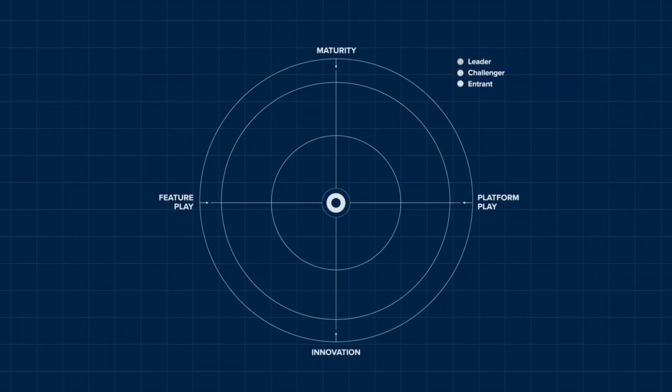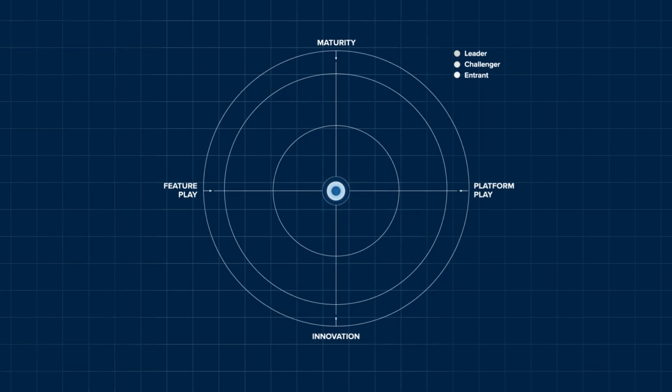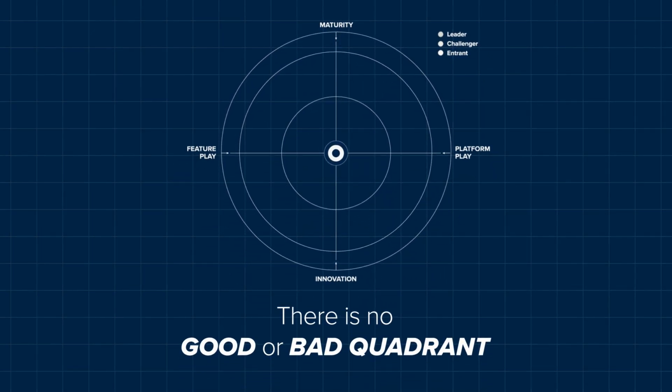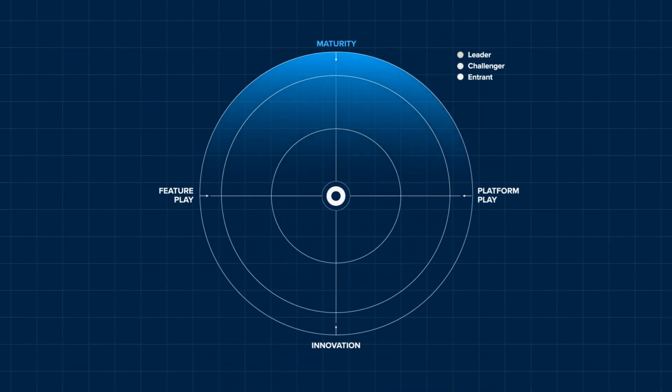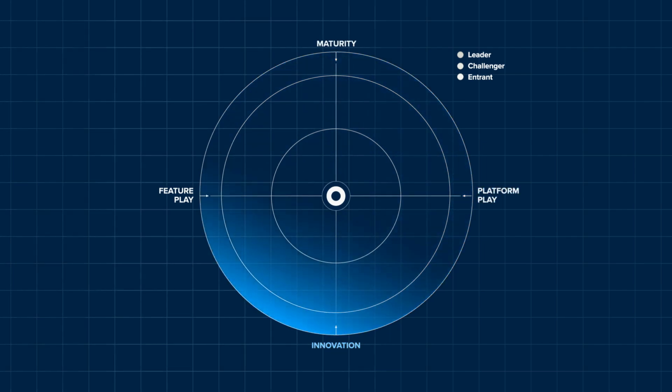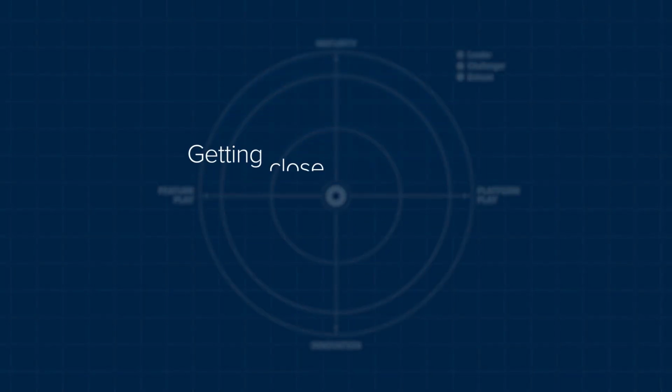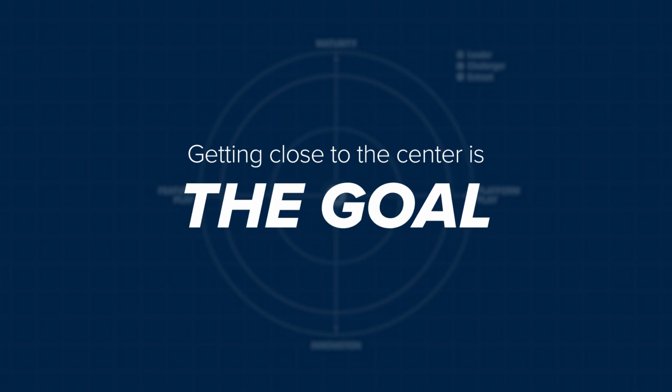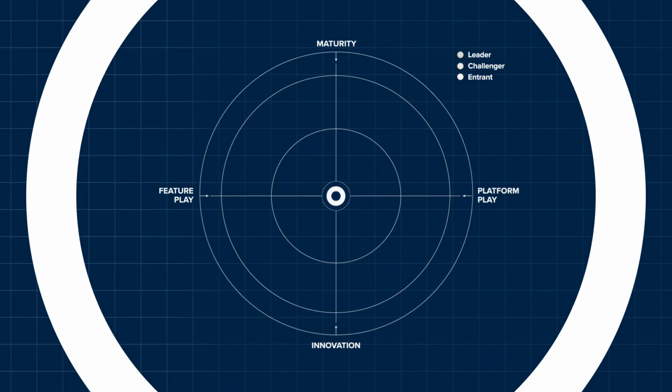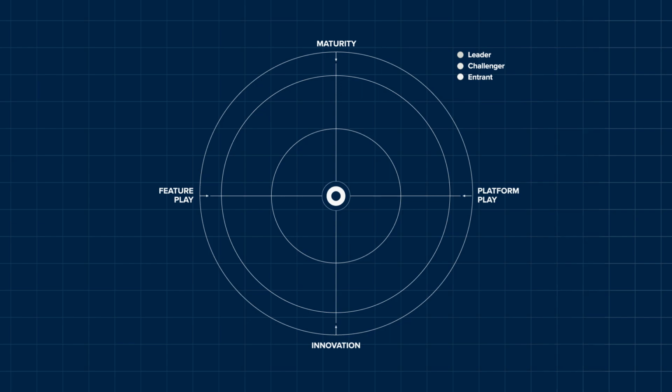Let's start with the basics. The center is the target. There is no good or bad quadrant. All of the quadrants have a distinct purpose based on service to the customer. Getting close to the center is the goal. Let's break down the quadrants and we'll build a radar to help you better understand how to read one.